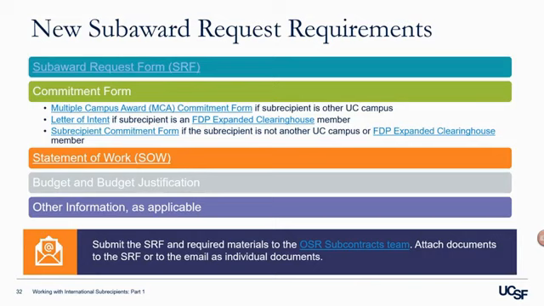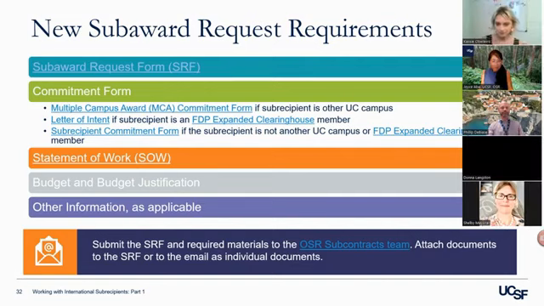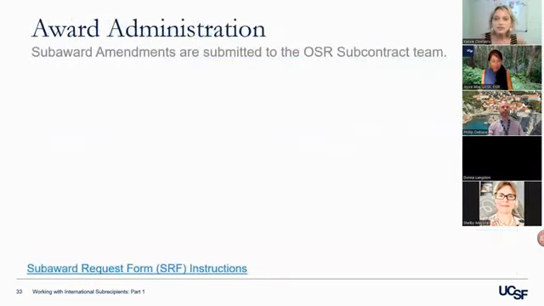And you submit the SRF and required materials to the OSR subcontracts team via email. You can attach the documents that are required along with that SRF to the SRF itself, that PDF, or to the email as individual documents. So now let's move on to award administration. And what I really want to focus on right now are sub-award amendments.